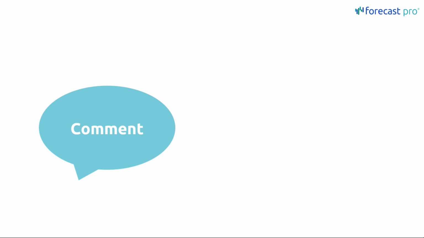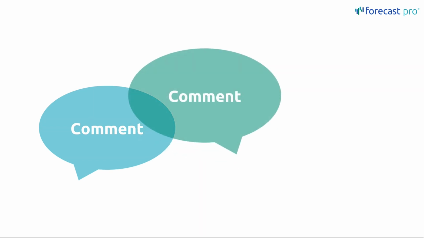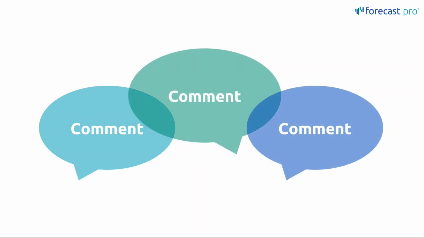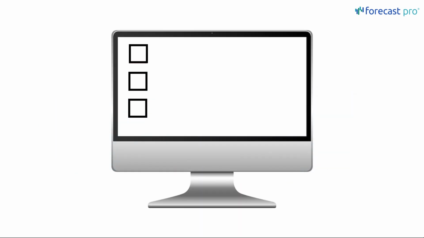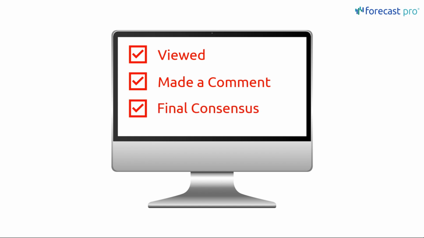With our comments, this allows each individual user to explain and justify why they made these changes. And these can be passed from one user to the next to assist in our collaborative environment. In addition, we also want to make sure that we are checking off whether folks have viewed particular items, whether they have made a comment to a particular item, or whether they've adjusted it to reach a final consensus. And so we want to make sure that we can track those changes as well.